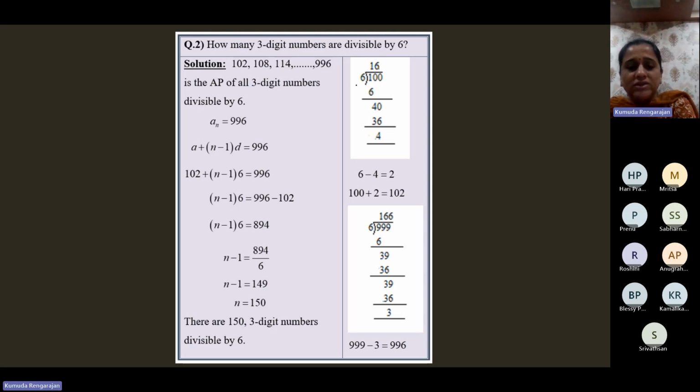So how many meaning you'll have to find the value of N. So AN is equal to 996. A plus N minus 1 into D is equal to 996. So you know A is 102 and D is 108 minus 102, 6. As with the earlier answer, here also this equation has three unknowns, A, N, and D. You know the values of A and D. So substitute and solve the equation to find the value of N. N is 150. So there are 150 three-digit numbers divisible by 6.